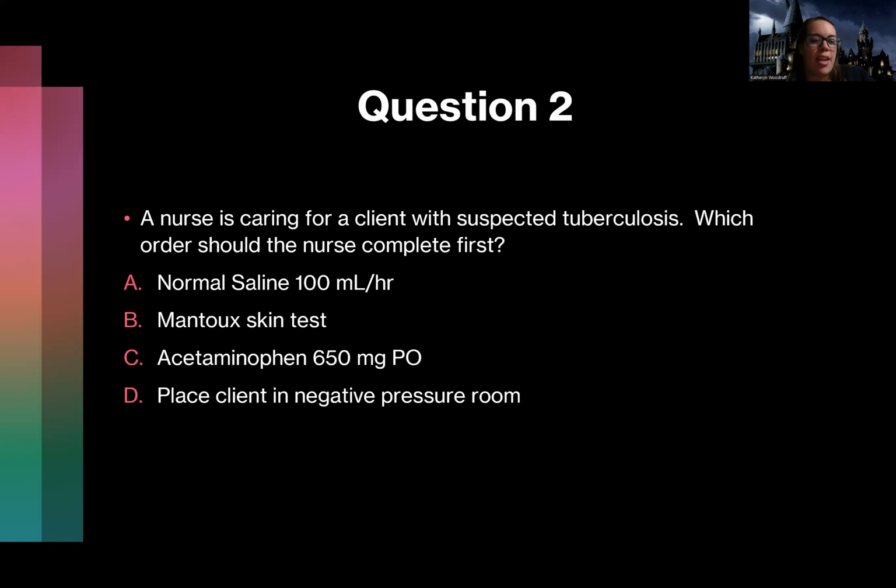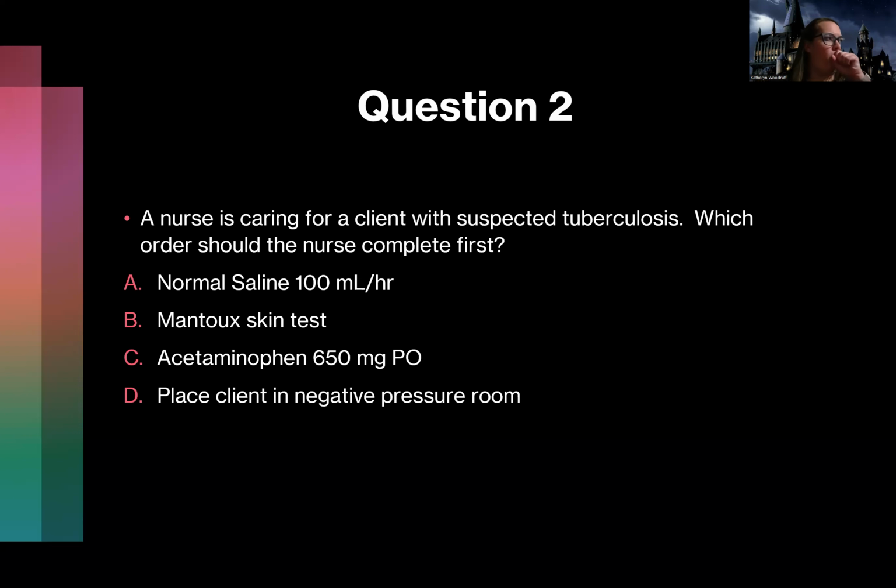Then place the client in a negative pressure room. Now, this is one that has to do with some of those ideas I told you about before, where I was talking about how important it is to get them in isolation because they can have very serious issues with spread. There's very serious issues with spreading tuberculosis because it can be a health crisis, and we definitely don't want to be spreading it around the hospital.